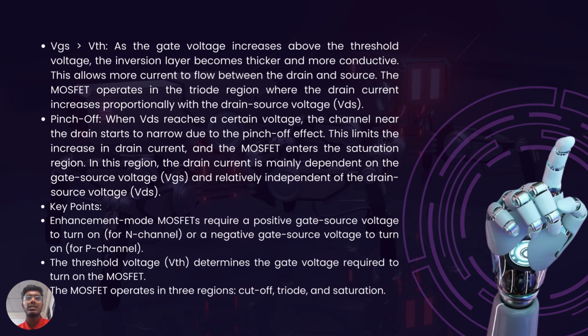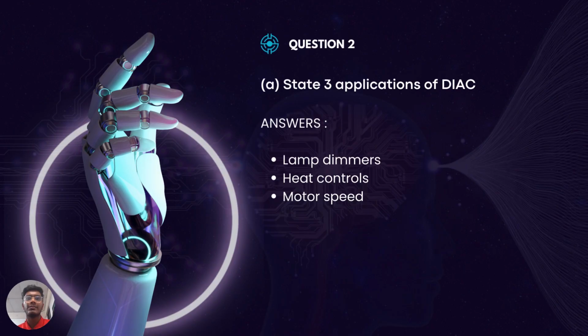MOSFETs require a positive gate source voltage to turn on for N channel or a negative gate source voltage to turn on for P channel. The threshold voltage VTH determines the gate voltage required to turn on the MOSFET. The MOSFET operates in three regions: cutoff, triode, and saturation.